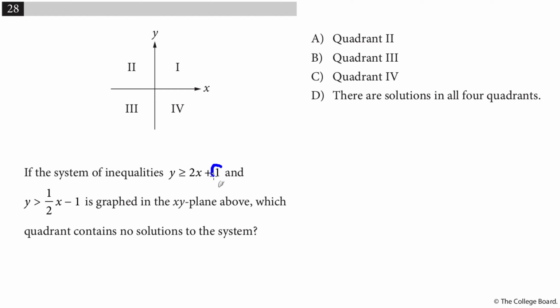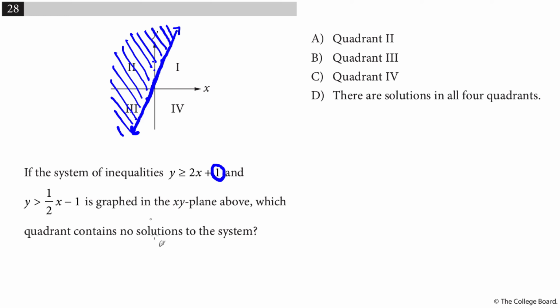So I will start with my y-intercept here. I will graph a slope of 2, so up 2 over 1, down left 1. And since I have a greater than or equal to, I will have a solid line. Since I am greater than or equal to, I will have solutions above that line. So there is my first constraint. Now, I probably know the answer already because the only quadrant that has nothing in here is quadrant 4. But let's look at the next one.